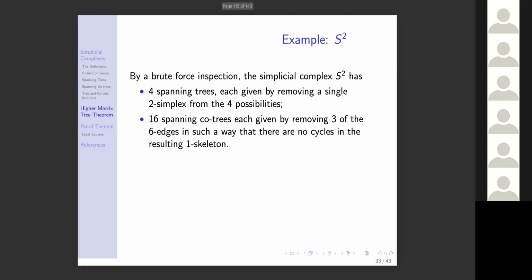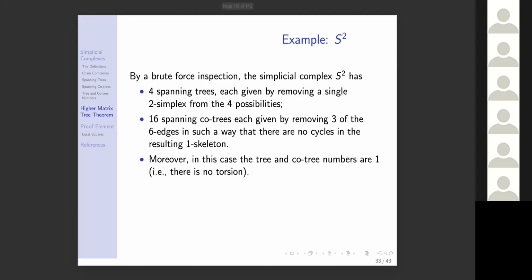There are 16 spanning cotrees, each given by removing 3 of the 6 edges of S2, of the one skeleton of S2, such that there are no cycles in the resulting one skeleton, right? You don't want cycles in the one skeleton because you need H1 to vanish. Moreover, in this case, the tree and cotree numbers are 1 because there's no torsion. So what we get by applying the theorem is the determinant of the restricted Laplacian is 4 times 16, which is 64, right? So this gives you a much easier way to compute the determinant of the restricted Laplacian.